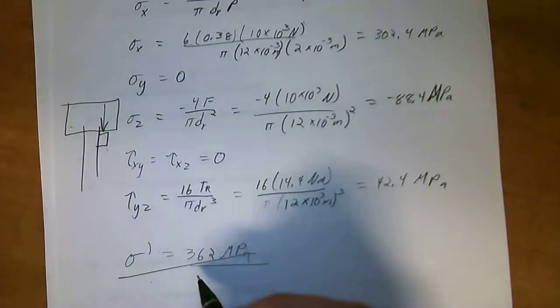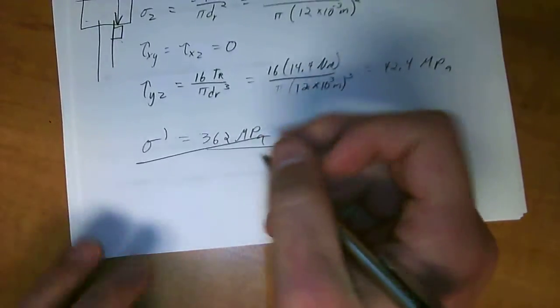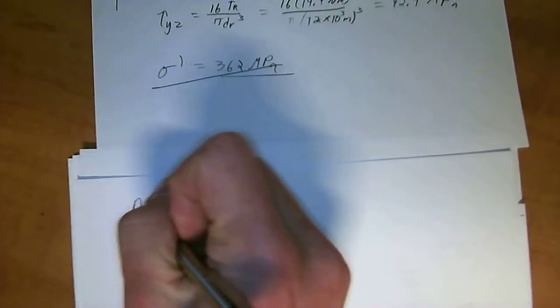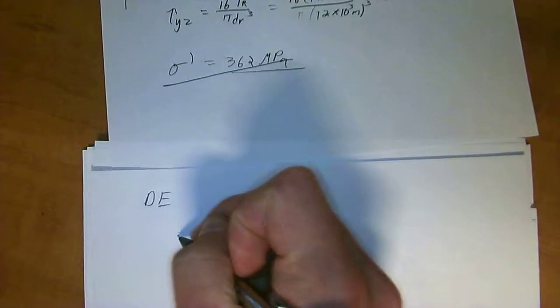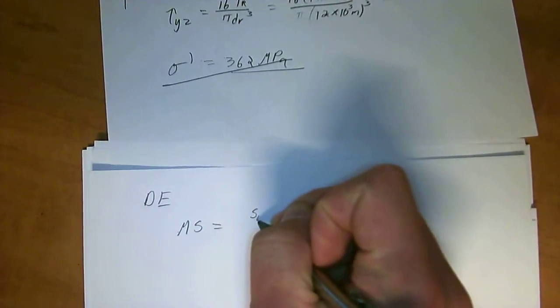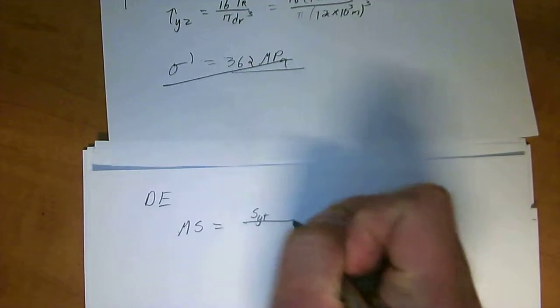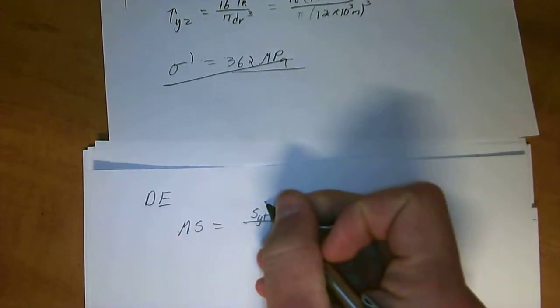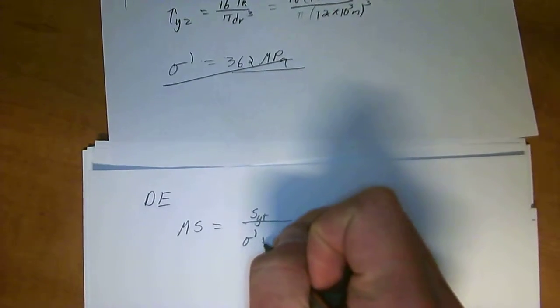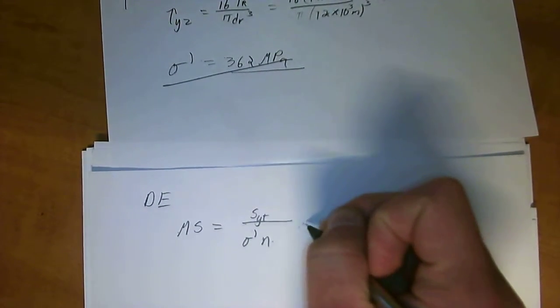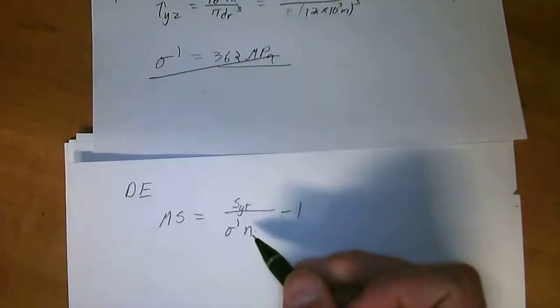Now the problem asked us to use DE theory to finish the solution and find the margin of safety. Using DE theory, the way you define margin of safety is: the margin of safety is equal to Sy in tension, the yield strength in tension, which you can get from the charts in the back of the book, over sigma prime times the factor of safety, minus 1. If you're not comfortable with factor of safety by now, this is basically just an increasing factor of what the stress is going to be imagined to be to make sure your system is strong enough.